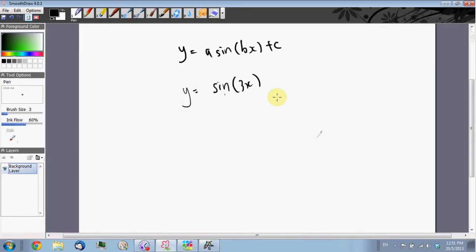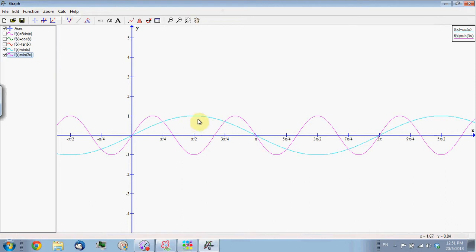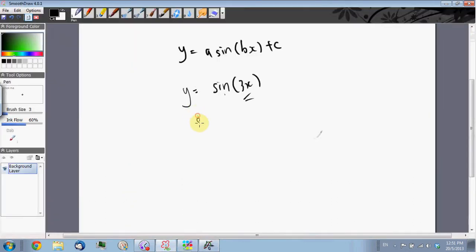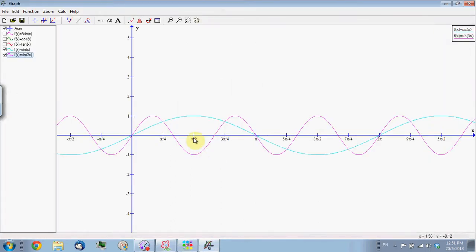Now, before we look at the last one, which is plus c, I'm going to explain why there are so many cycles when you change this. You see, in the original sine graph, we have y equals sine of pi over 2, and at pi over 2 here, the original sine graph, you see that sine of pi over 2 is 1.